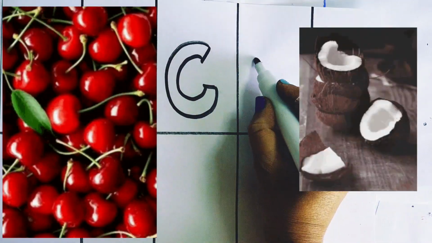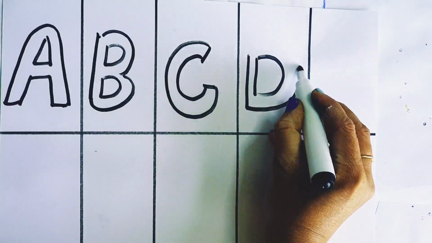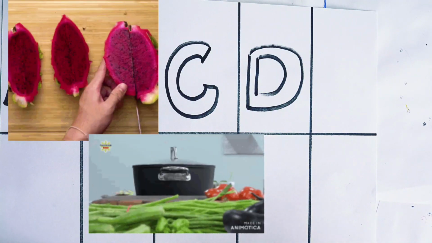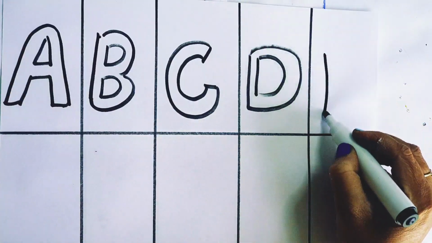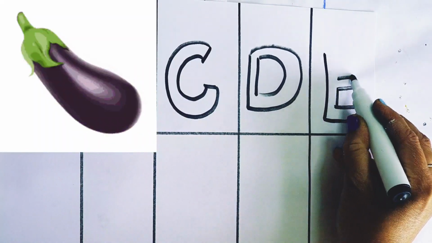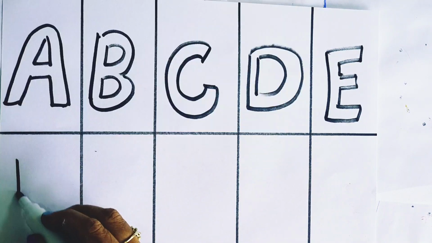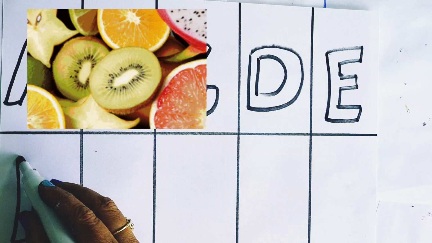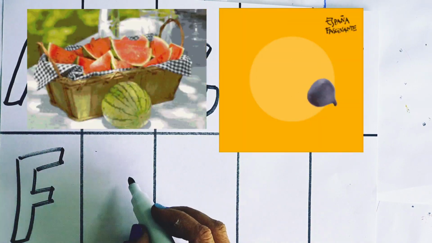C for coconut. D. D for dragon fruit. D for drumstick. E. E for eggplant. E for egg. F. F for fruits. F for fig.